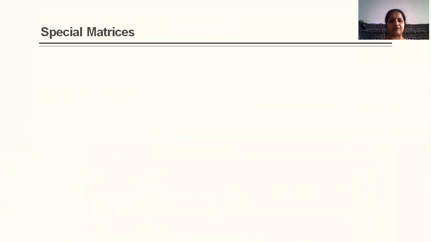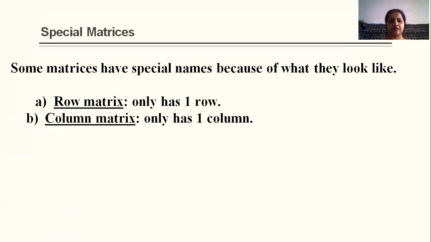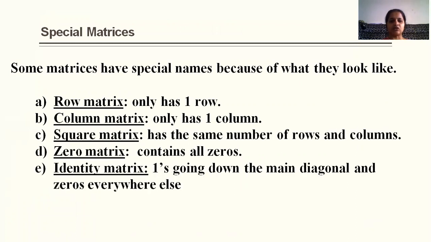So now special matrices. In special matrices, some matrices have special names because of what they look like. So row matrix, then we have column matrix, then we have square matrix, zero matrix and identity matrix. In row matrix, only one row is there. In column matrix, only one column is there. In square matrix, there are the same number of rows and columns. Zero matrix contains all zeros, and in identity matrix only the main diagonal elements will be 1 and all others will be 0.